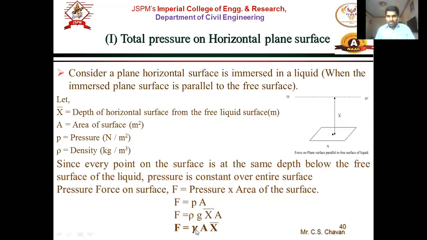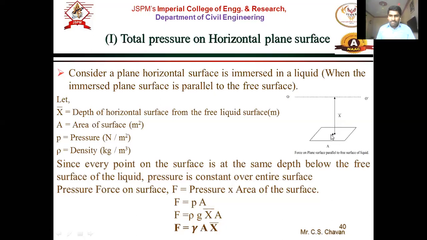One is the type of fluid, that is the density of the given fluid. Then the dimensions of the surface, so what is the area for the given surface. Then the x bar, that is the centroid, so where the center of that particular surface is located with respect to the free liquid surface, it is that depth, right?